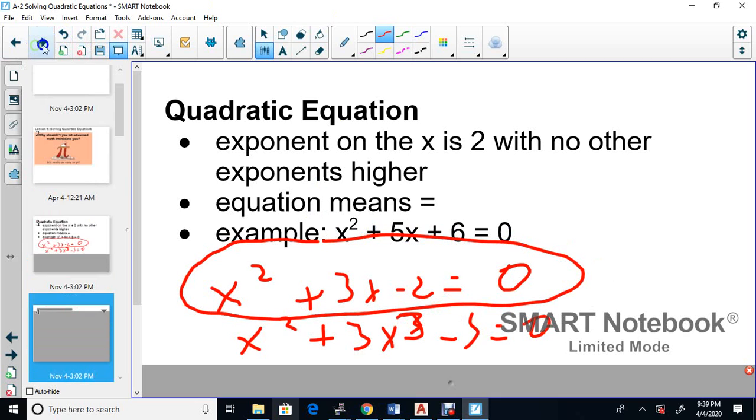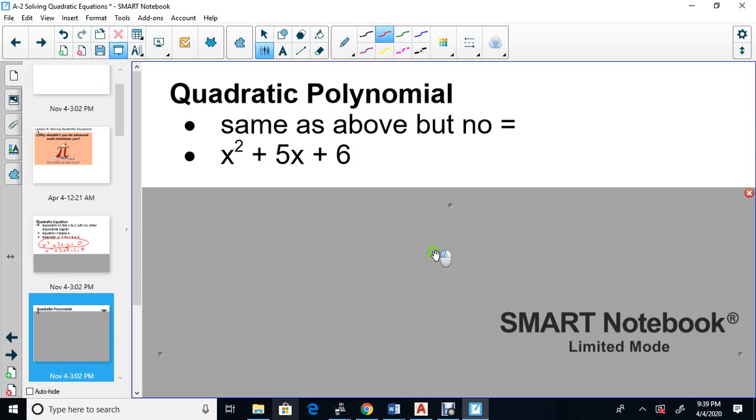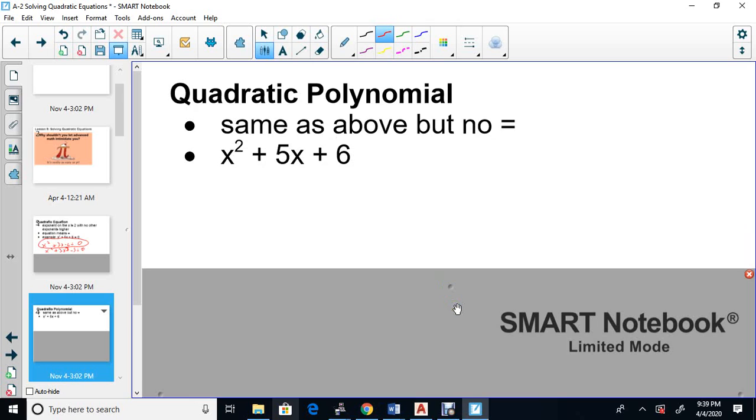Now, we've been looking at quadratic polynomials. So same as above, but there's no equal sign. So we've been factoring and looking at these type of quadratic polynomials. So those are known as quadratic polynomials.